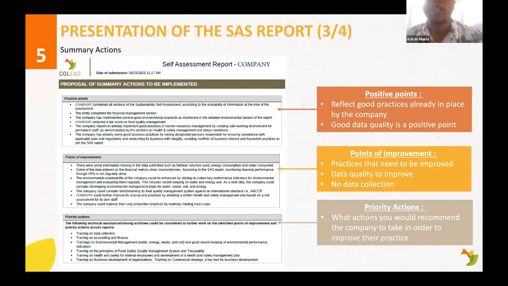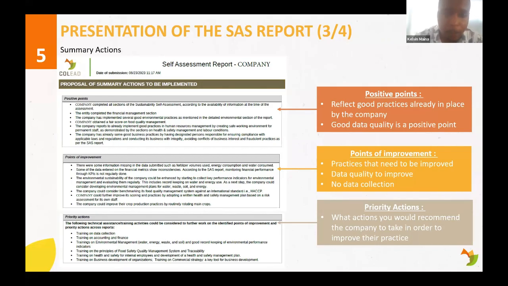As you can see here, if the organization has put some good practices in place, if it is keeping good data, that is a positive point. If it is a point of improvement, this is where the organization is practicing some good points, but there's an area that requires improvement. So this is where we indicate practices that need to be improved. Maybe it could be data quality to improve, or if there is no data collection. So again, here we indicate these as points of improvement.